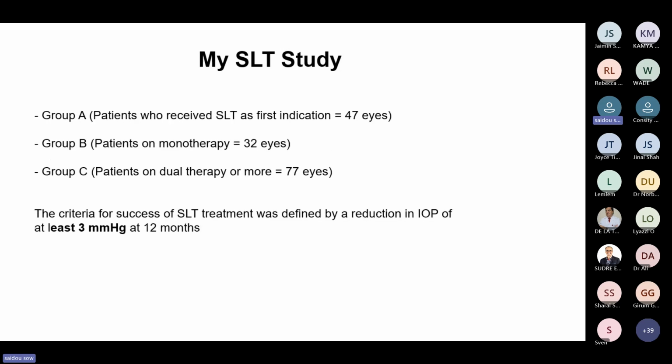We divided the patients into 3 groups. Group A was the patients who received SLT as first indication, 47 eyes. Group B was patients on monotherapy, and group C, the patients on dual therapy or more. The criterion for success of SLT treatment was defined by a reduction in IOP of at least 3 mm at 12 months.